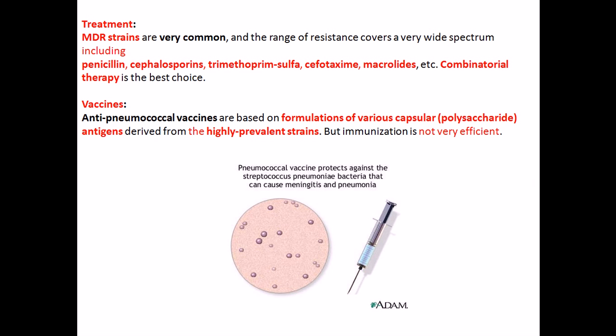But now the treatment is available. The MDR strain is very common, and there is a range of antibiotics: penicillin, cephalosporins, trimethoprim sulfa drugs, cefotaxime, which is a third generation cephalosporin, macrolides, etc. We can use them. Combination therapy is obviously always the best choice, because not one antibiotic can cure it. But if the infection is restricted at the upper respiratory tract level, at the bronchial pneumonia level, lobular pneumonia level, at that point you can use any one or two types of antibiotic to treat it.